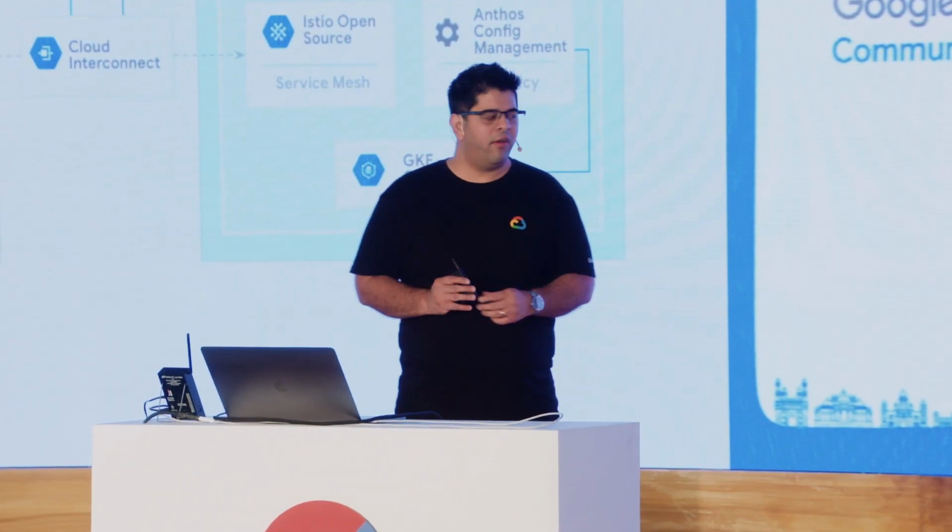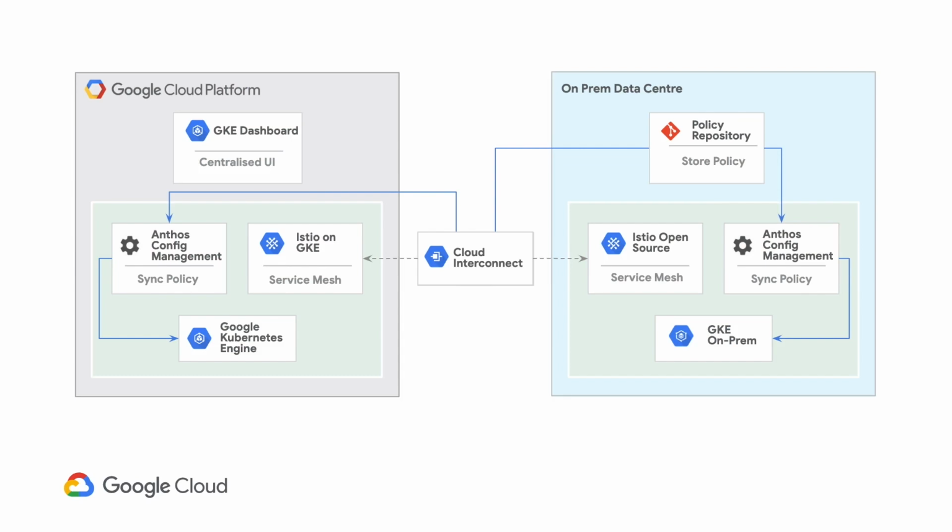Now when we look at our diagram, we've added config management on the left-hand side here on GCP. And in the on-prem setup, we have a copy of the policy repository stored locally that config management is constantly applying. And that policy repository is always being synced between your GCP environment and your on-prem setup.